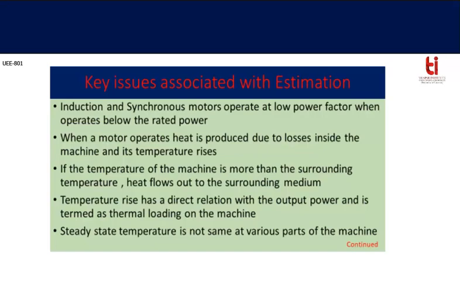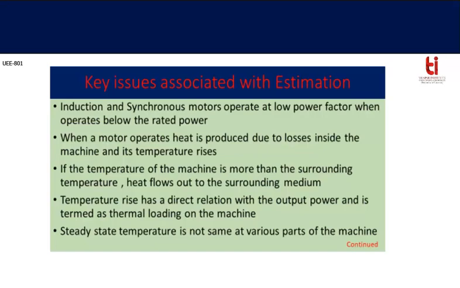Next point, whenever a motor operates, heat is produced due to losses inside the machine. Now we are familiar that different types of losses across the system are core loss, copper loss, friction loss. Due to this, temperature of the machine increases. Now whenever the temperature of the machine is more than the surrounding temperature, then heat will be dissipated to the atmosphere to cool the system or to achieve the equilibrium state. So we can say that there is a direct relationship between temperature and output power of the machine, and this is known as thermal loading on the machine. We will discuss as the time passes.